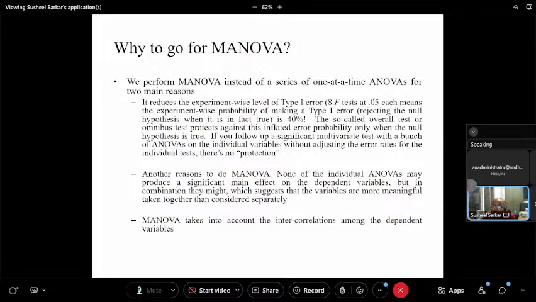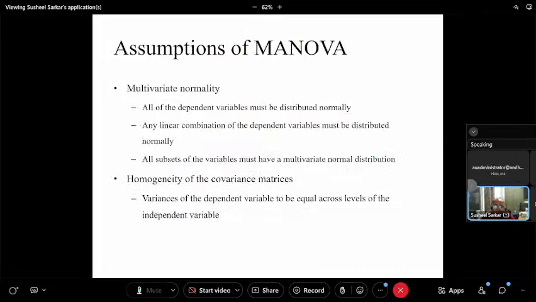Now, another reason to go for MANOVA: none of the individual ANOVAs may produce a significant main effect on the dependent variables, but in combination they might. Here, the intercorrelation of the dependent variables plays the role. We will understand through one example.